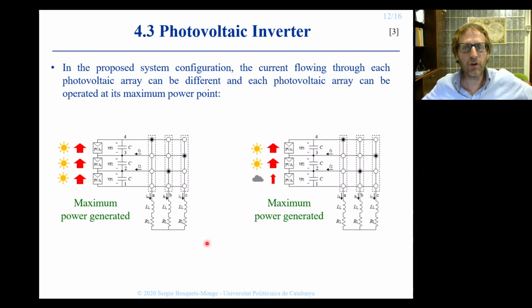So in the proposed configuration, we will not face these problems because we can adjust the current flowing through each photovoltaic array so that they are different. If all photovoltaic arrays get the same high irradiance, no problem, we will make them all operate with the same current. But if one of them is in shade, we will be able to inject neutral point current so that this photovoltaic array operates with low current while the others operate with high currents. And still we will be able then to generate the maximum power possible.